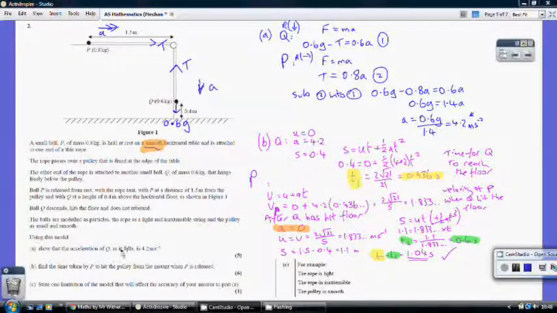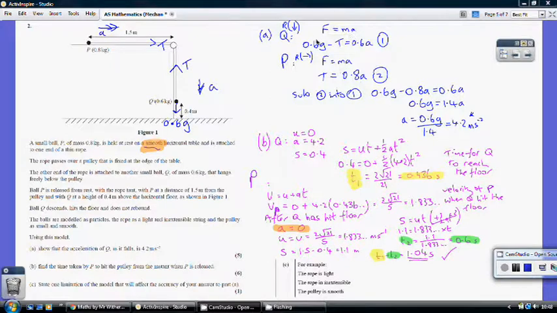Now, part A, show that the acceleration of Q is 4.2. So we're going to look at Q and P individually, and I think it's really important that you understand this rather than just try and learn exactly which way around it goes. So we're looking at Q, we're going to be resolving in the direction of motion, which is downwards, it's moving downwards. Now we're going to use F equals ma.